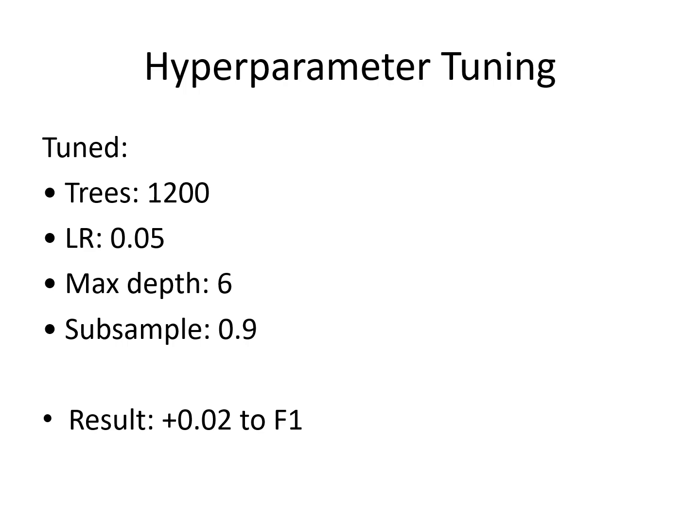I also tuned several key hyperparameters: the number of trees to 1200, the learning rate of 0.05, a maximum depth of 6, and the subsample ratio of 0.9. These reduced overfitting and improved generalization. Together, tuning added about 0.02 to the F1 score, which made a measurable improvement on the leaderboard.